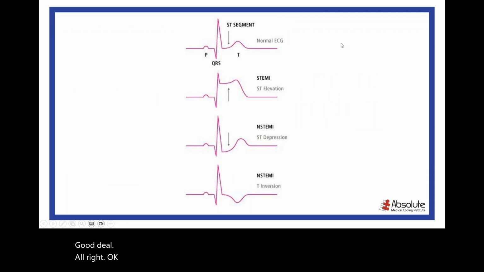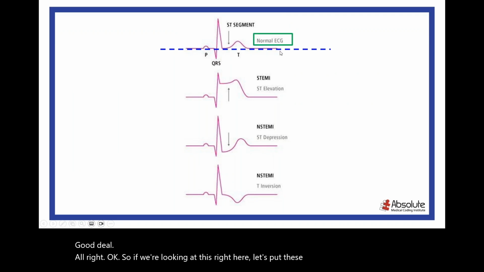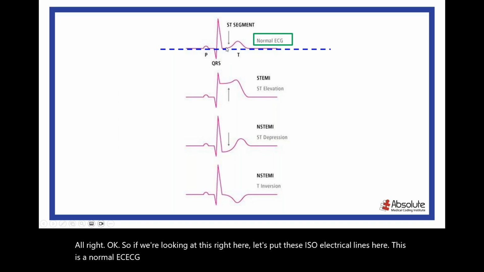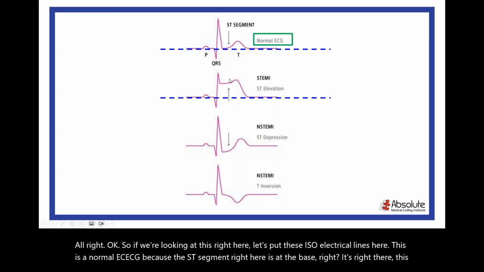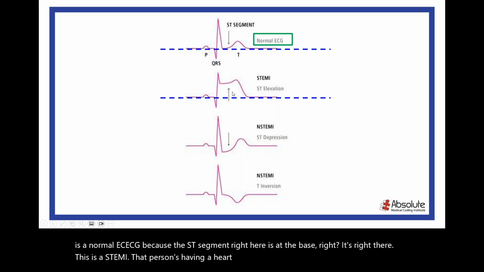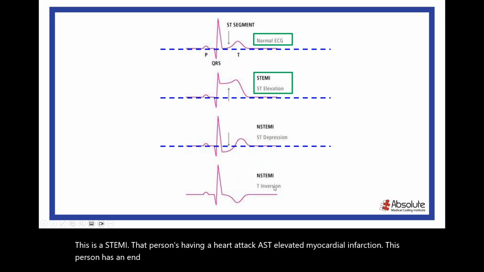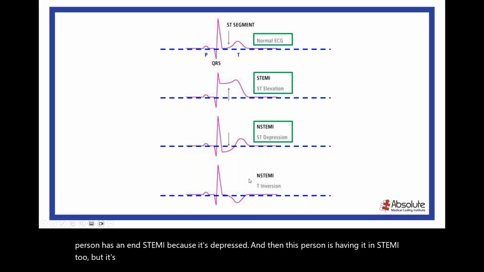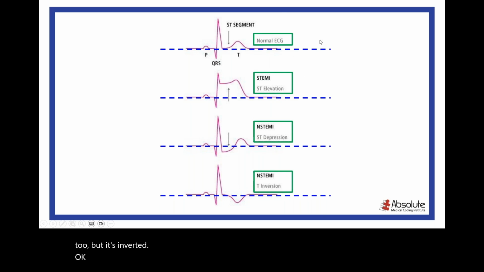So if we're looking at this right here, let's put these isoelectric lines here. This is a normal ECG because the ST segment right here is at the base, right? It's right there. This is a STEMI. That person's having a heart attack, a ST elevated myocardial infarction. This person has an NSTEMI because it's depressed. And then this person is having an NSTEMI too, but it's inverted. Okay, so these three are heart attacks. The one at the top isn't.